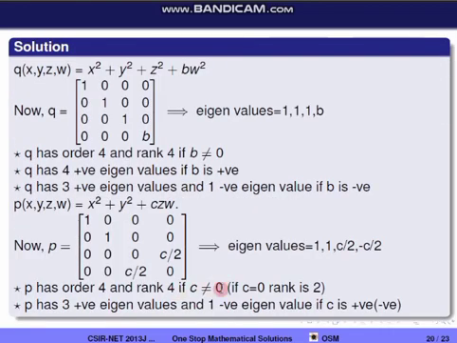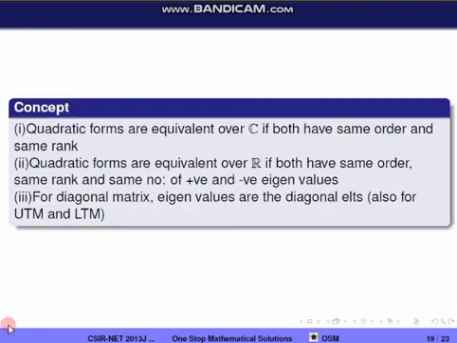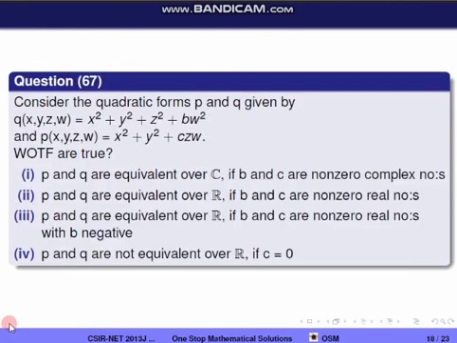So if c equal to 0, P has rank 2. But for b non-zero, Q has rank 4. So the ranks are not equal. So this implies P and Q are not equivalent over R if c is equal to 0. So the correct options are 1, 3 and 4.